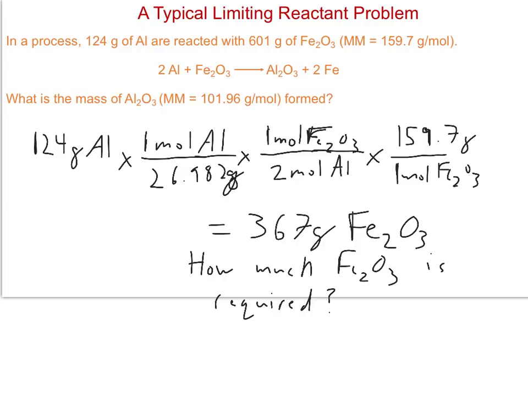Okay. Then you ask the question, do you have it? Well, do you have that amount of Fe2O3? If you look back at the problem, it says we have 601 grams of Fe2O3. So yes, 367 grams is less than 601 grams of Fe2O3. Therefore, this just confirms the previous playlist that Fe2O3 is our excess reagent and aluminum is our limiting reagent.